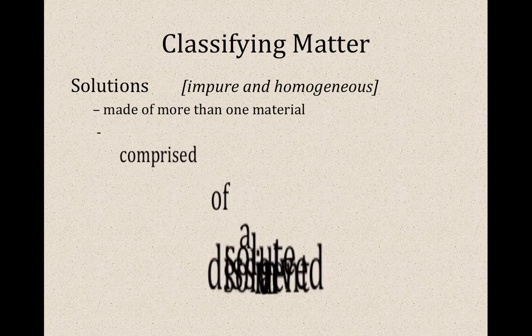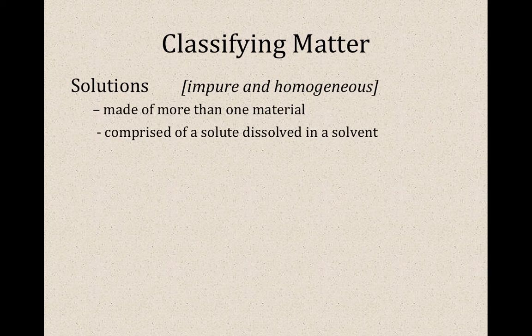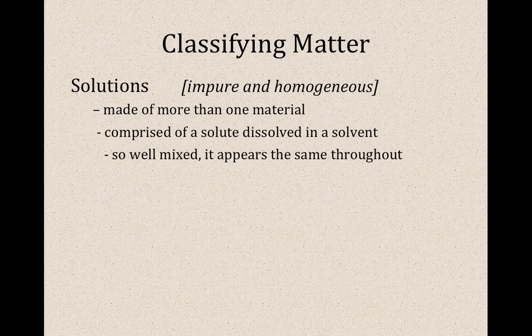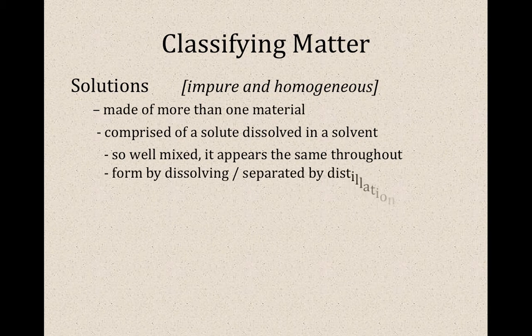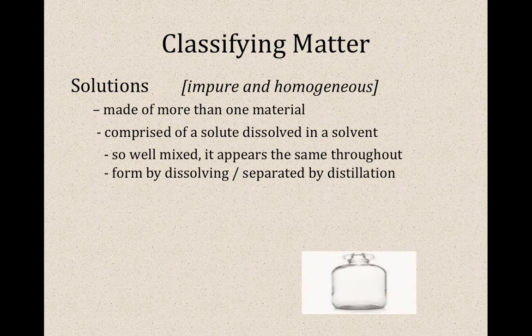You got to know solutions quite well last year. You have a solute and a solvent. Sometimes you have more than one solute. And they're so well mixed they appear the same throughout. That's why they're homogeneous. So if you take a sample from near the top or the bottom, it doesn't matter. It's going to have the same composition. We know we form solutions by dissolving. We separate them by distillation.